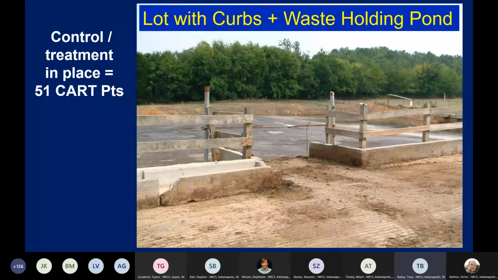Then hoping what we have in place, especially related to beef and dairy cattle, some sort of outside lots, is some sort of controlled treatment, in this case with the curbs and the waste holding ponds, and then that would be worth the 51 points, because that would be controlled, and we have little to no runoff off of this site.